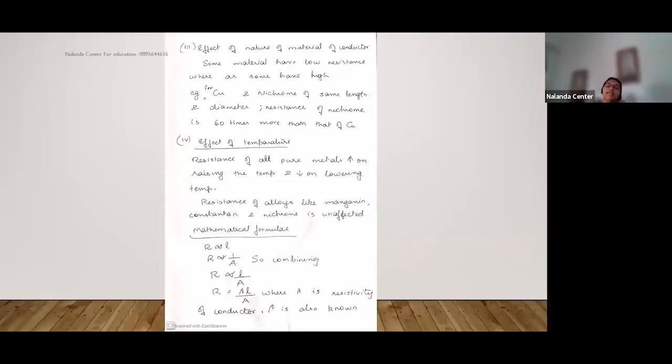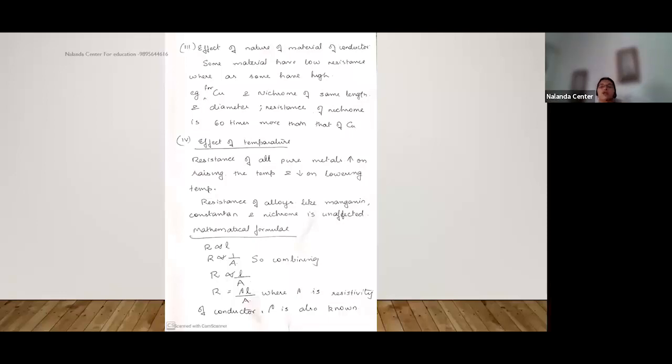Now, effect of material. How does the material affect? Say for copper. Nichrome is not an alloy of copper. If you see copper and nichrome, say you have taken equal length and equal diameter, then the resistance of nichrome is almost 60 times that of copper. Nichrome is a different material and copper is a different material. See how material is going to affect the resistance of different conductors.